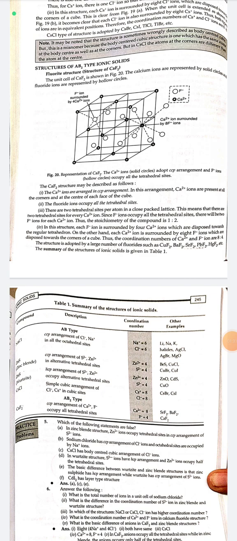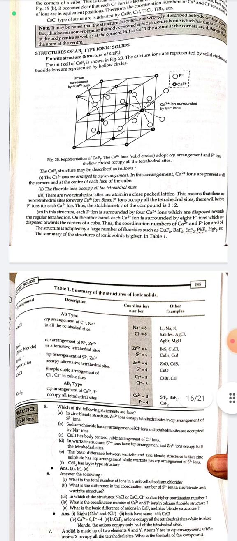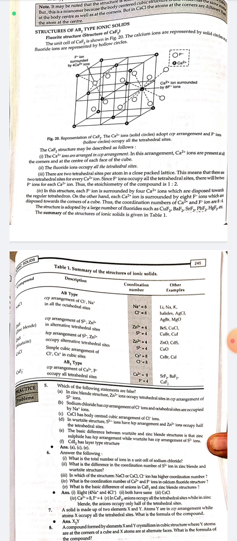In this structure, each F negative ion is surrounded by 4 Ca plus 2 ions, which are disposed toward the corners of a regular tetrahedron. On the other hand, each Ca plus 2 ion is surrounded by 8 F negative ions, which are disposed toward the corners of a cube. Thus, the coordination numbers of Ca plus 2 and F negative ion are 8:4. The structure is adopted by a large number of fluorides such as CuF2 and BaF2. The summary of the structures of ionic solids is given in table 1.